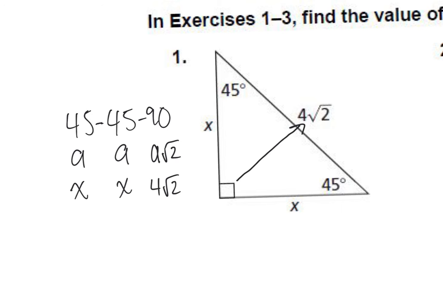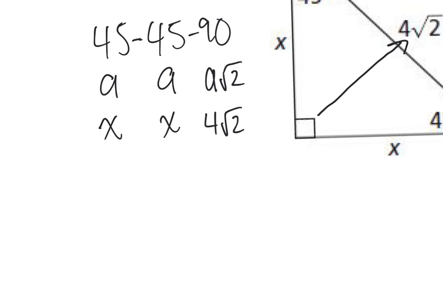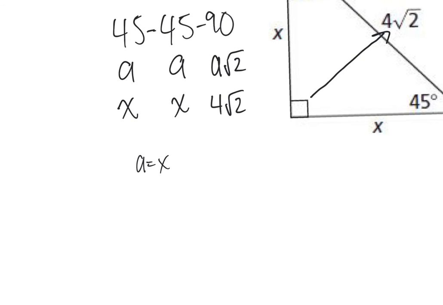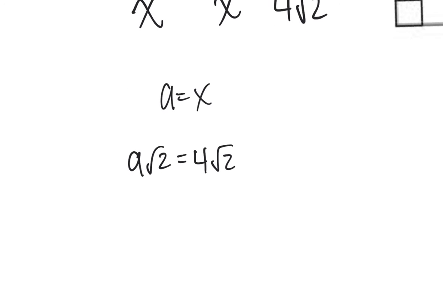So we set these equal. We know A is equal to X twice, so we don't need to write it 2 times. And we also know A times the square root of 2 is equal to 4 times the square root of 2. So what would we do to solve for A? It's just 4. So A is equal to 4, so then X is equal to 4.